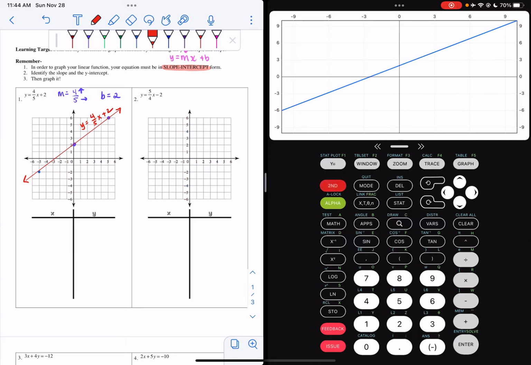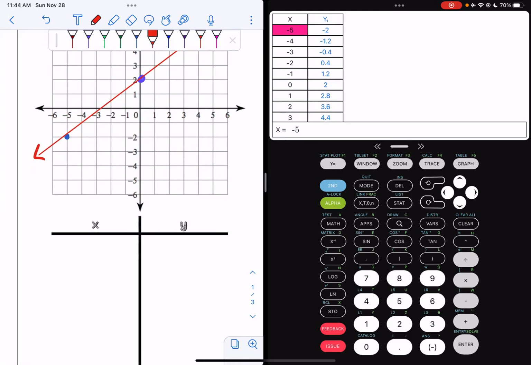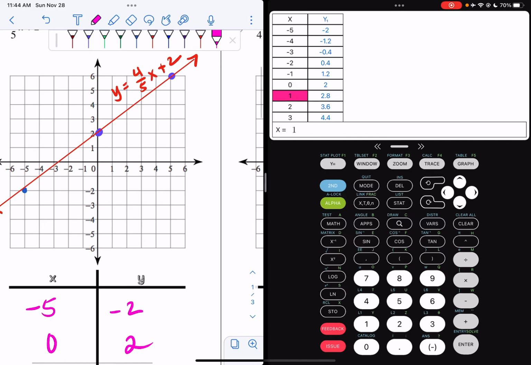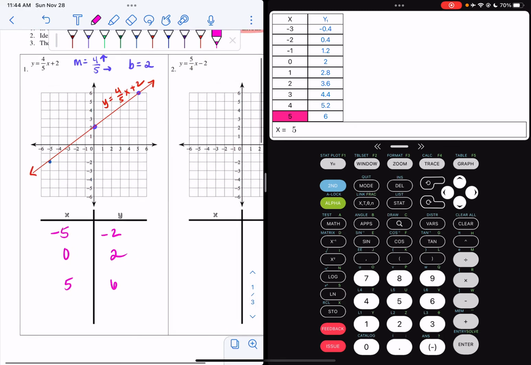Now I'm going to hit second graph. And if you look at -5, I get -2. Let's see what we get up here. Very good, I get -2. So -5, -2. What do I get at 0? I get 2. And then what do I get at 5? I get 6, which is exactly what I wanted. So that's what you would do to check your answer, to see if you did your plotting correctly. You just type your equation into y=, graph it, then hit second graph to look at your table of values, and then you verify your answers that way.